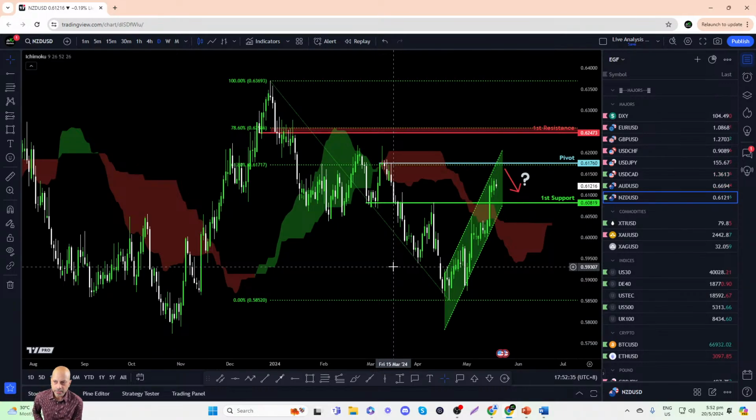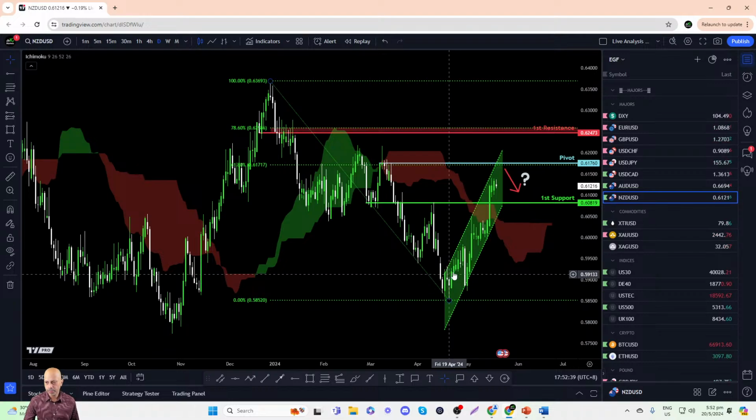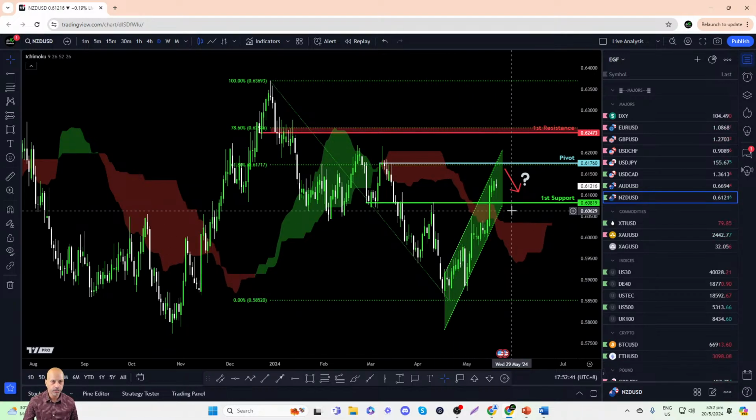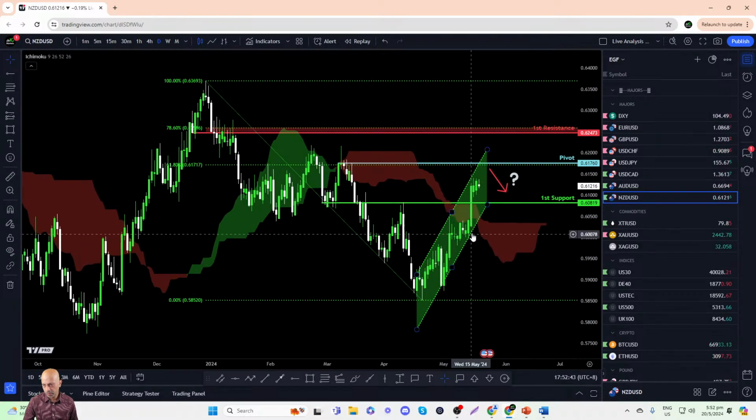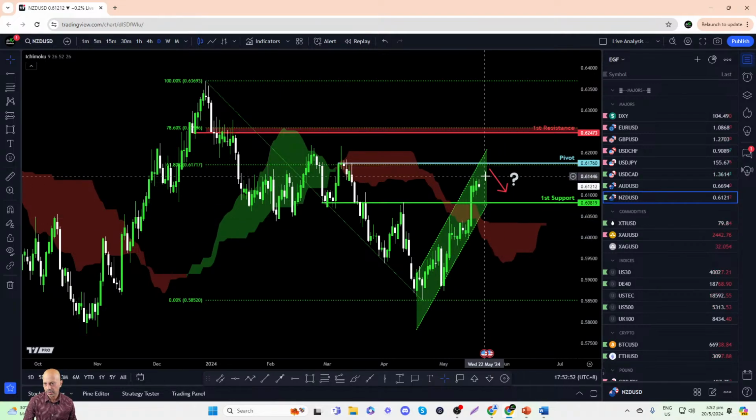All right, okay, so looking at the Kiwi, since end of April, we can see it's been in a relatively strong bullish channel. It's bounced off the lower trend line of this bullish channel several times, and it's run into a little bit of resistance at the upper trend line as well. But generally, you can see the bullish momentum is still intact.